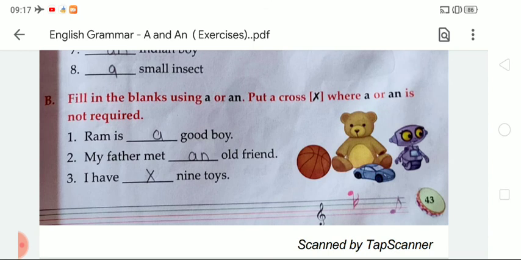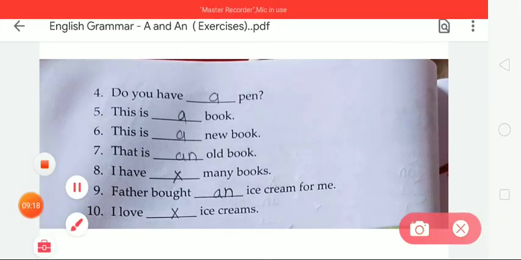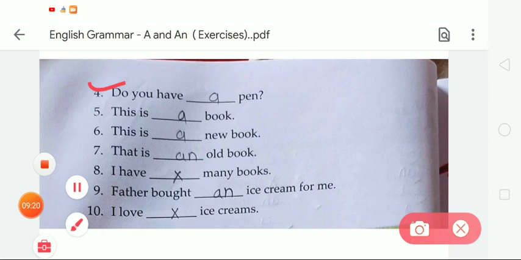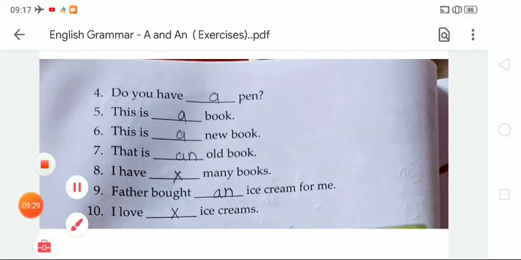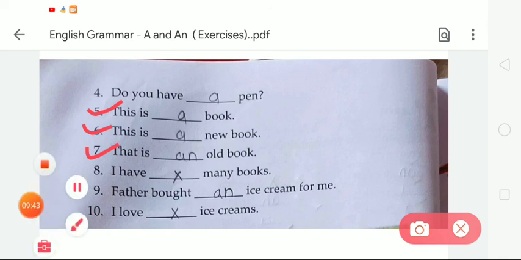Okay students. Now in number 4, moving to the next page. Number 4, do you have dash pen? So here the number of things is one, so we have to use a. Okay. Now the next, number 5, this is dash book. So what will be used? We have to use a. In number 6, this is dash new book. So we have to use a here. In number 7, that is dash old book. So here we have to use an.